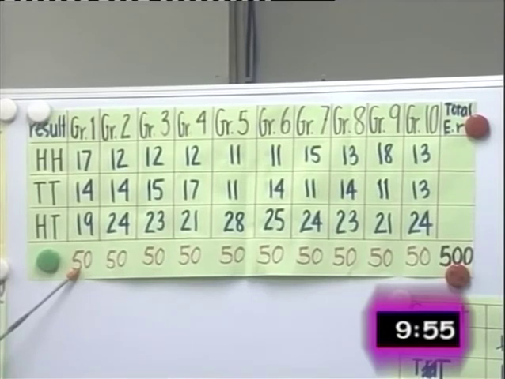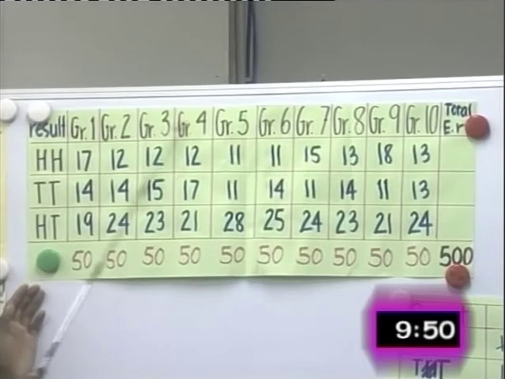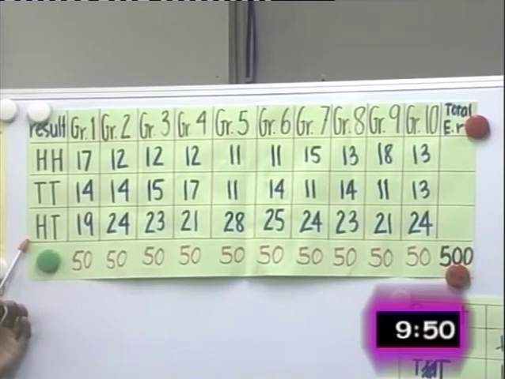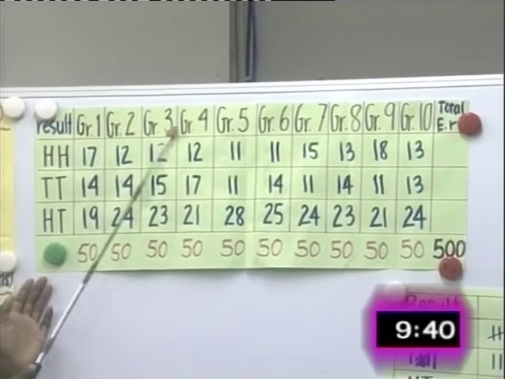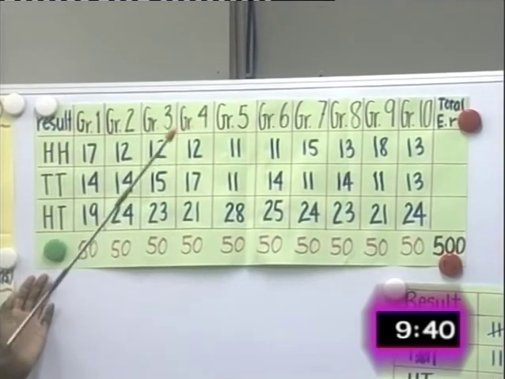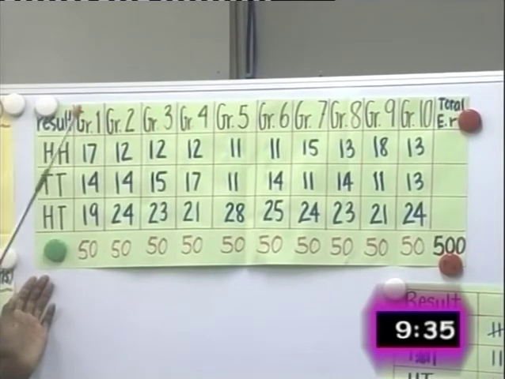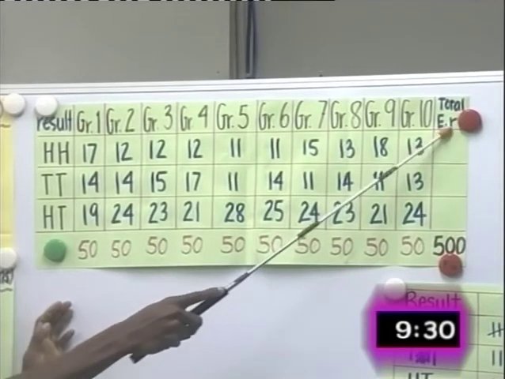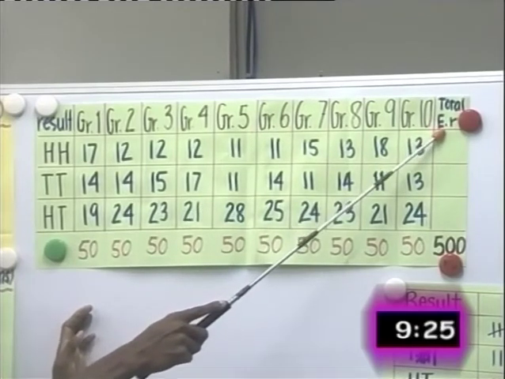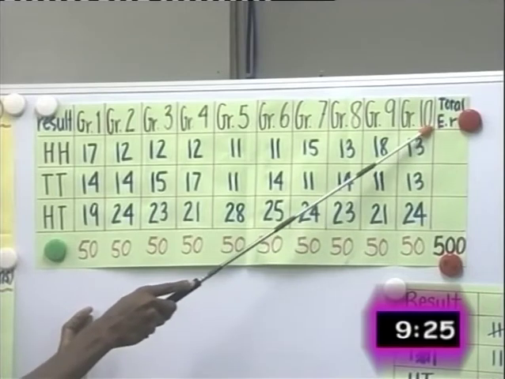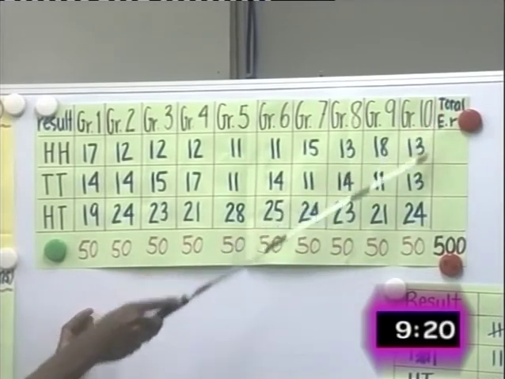Total of 15. So these are the results. Now I'd like you to make a table like this, with the result and your group numbers on the top, whatever groups you have in your class. If you have 6 groups, you should have group 1 up to group 6. The last column that you should have is total experiment result. ER stands for total experiment result. This is the last column that you will have.